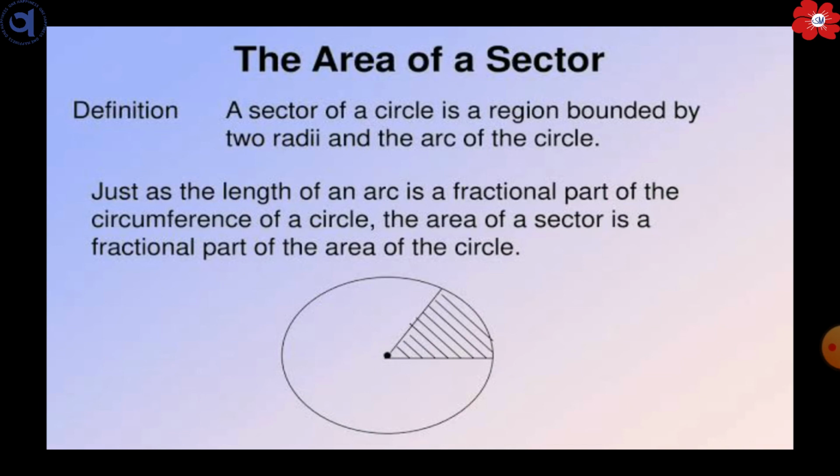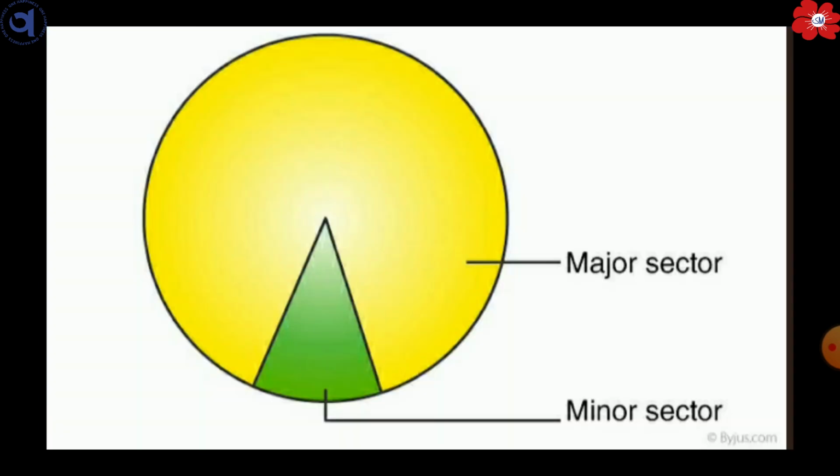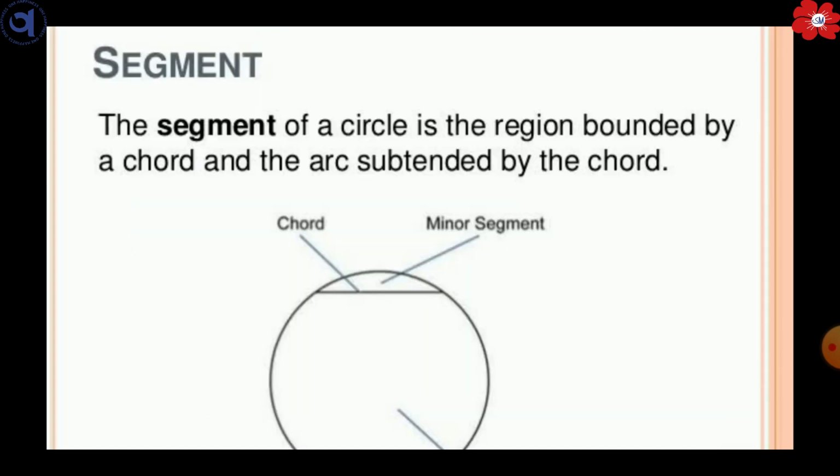The length of the arc is a fraction of the circumference of the circle. The area of a sector is a fraction of the area of the circle. Here also there are two types of sector. The first part is called minor sector. The second part is called major sector.